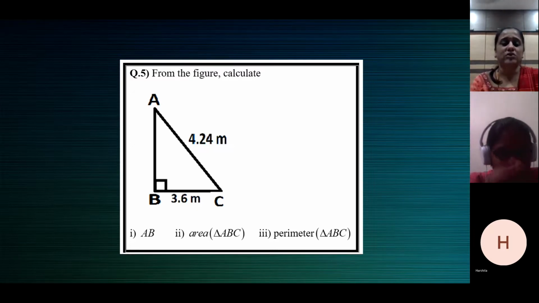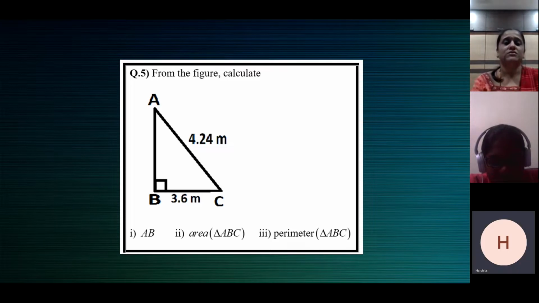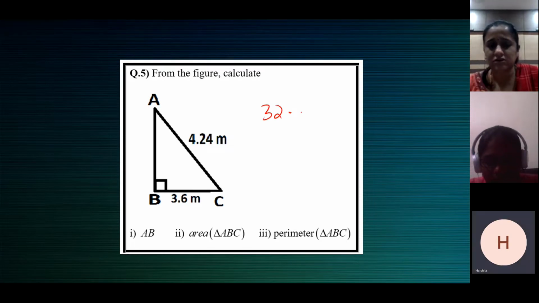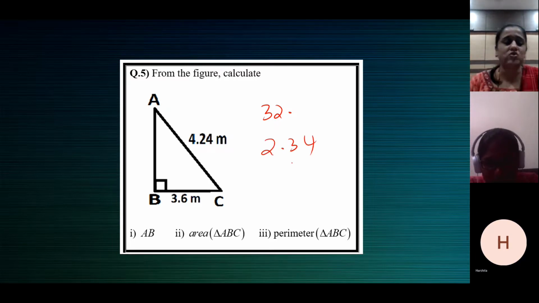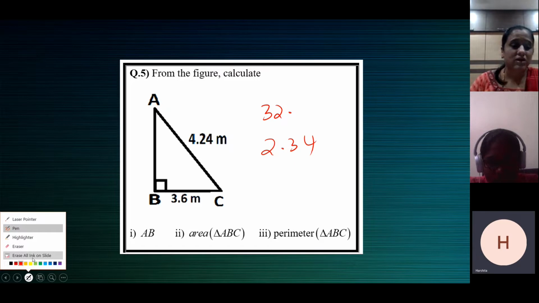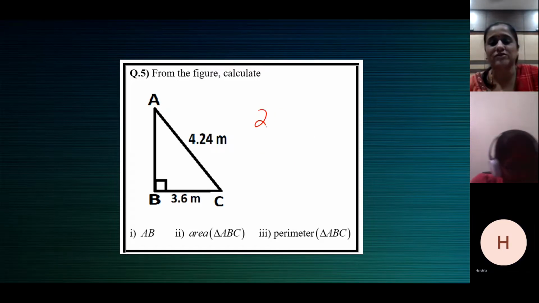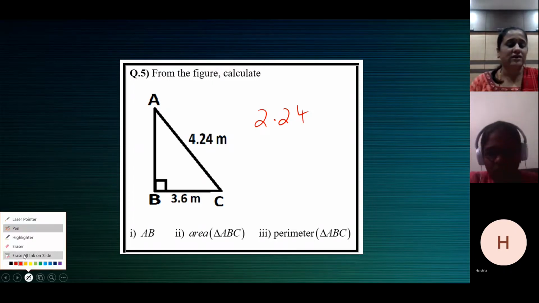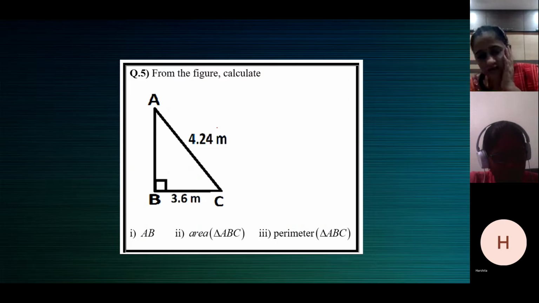From the figure, calculate AB. What's the length of the line segment AB? Ma'am, for me, I got 2.24, ma'am. 2.24. Okay, 2.24. Yeah, read out your step. What's your answer, Nandana? What is the length of AB?